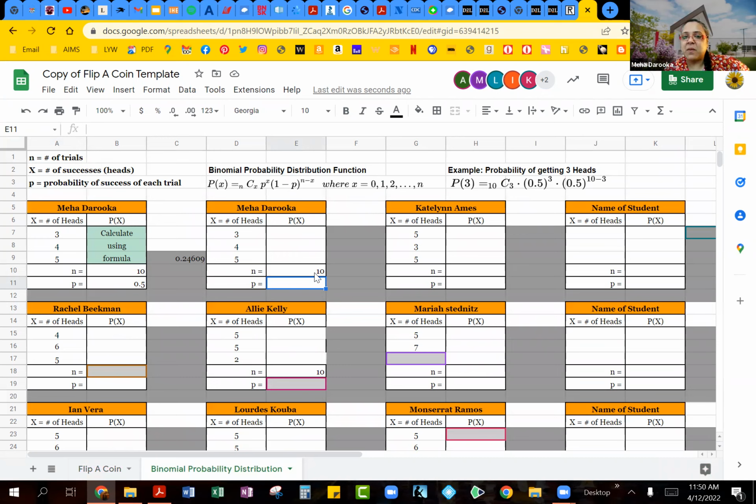So that's why the number of n is going to be 10 over here. X obviously represents the number of successes, which is how many heads you get, and we already transferred that over to our table. Now, P represents the probability of each trial.